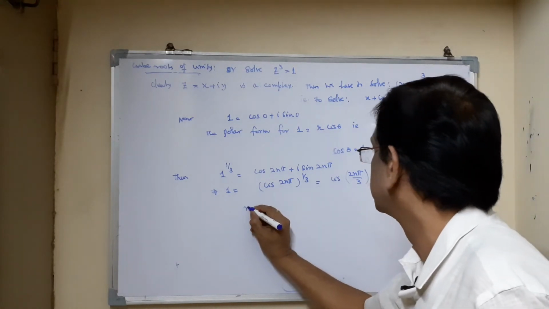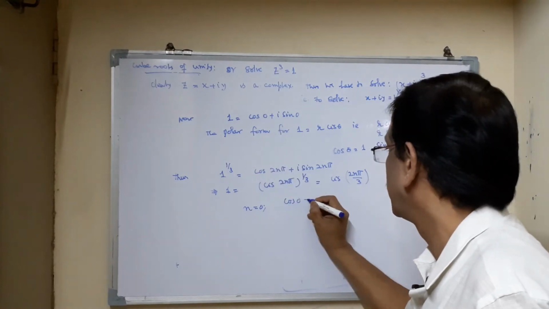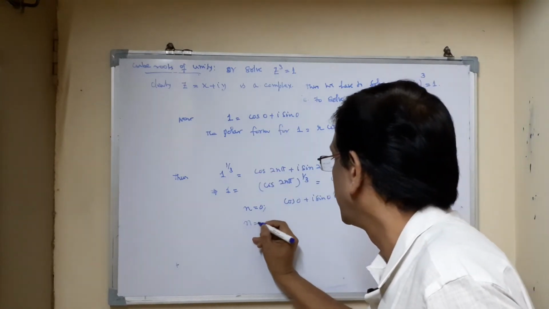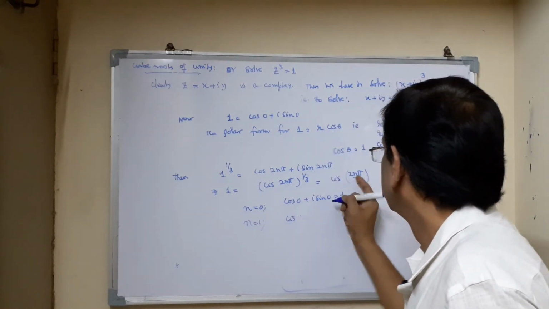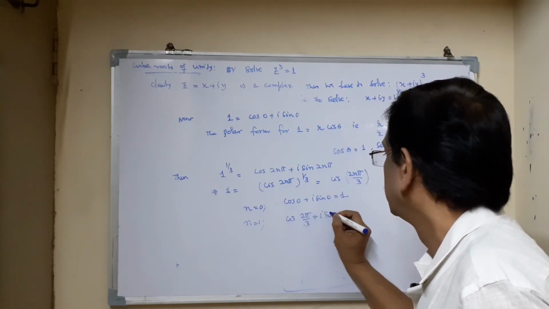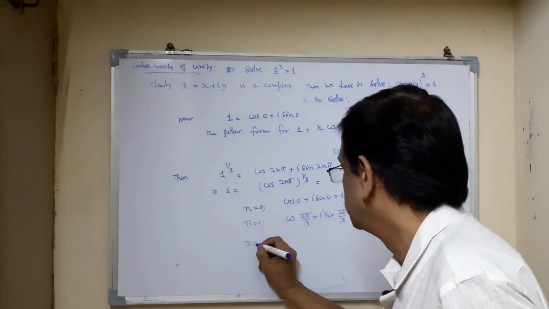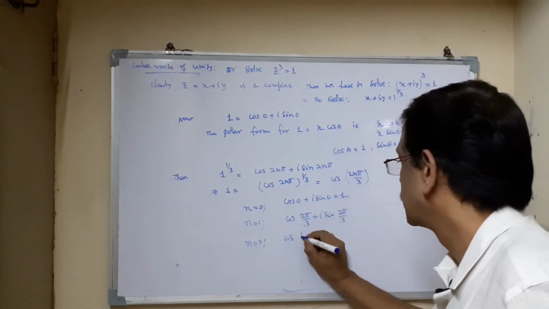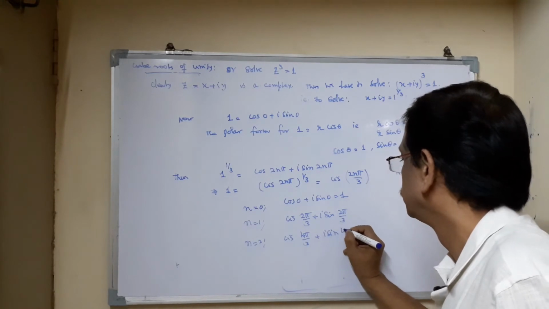So if n equal to 0, what happens? We have cos 0 plus i sin 0, which is 1. If n equal to 1, this is cos 2 pi by 3 plus i sin 2 pi by 3. If n equal to 2, if you put it, it's cos 4 pi by 3 plus i sin 4 pi by 3.